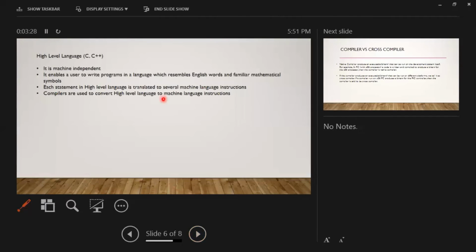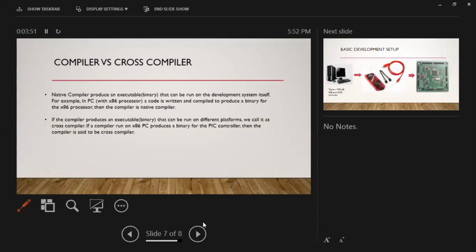We have high-level programming. We have C and C++. It is machine independent. It enables the user to write programs in a language which resembles English words and is familiar with mathematical symbols. Each statement in high-level language is translated to several machine language instructions. The compilers are basically used to convert the high-level language to machine language instructions. So we talked about the compiler, which does the conversion of translating the high-level language to machine-level language.